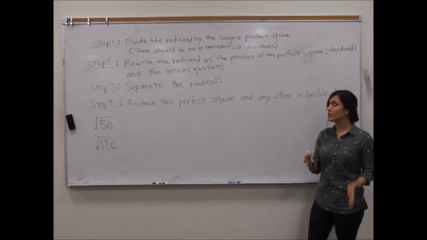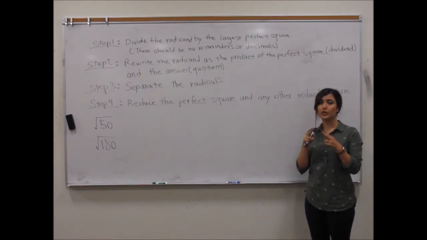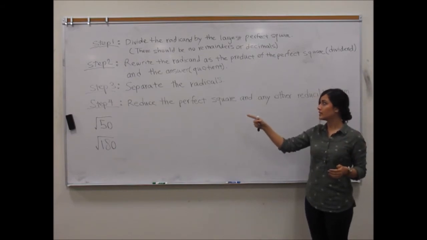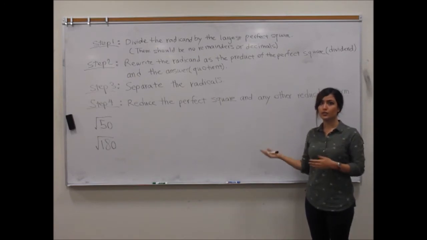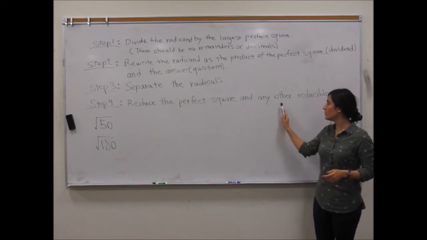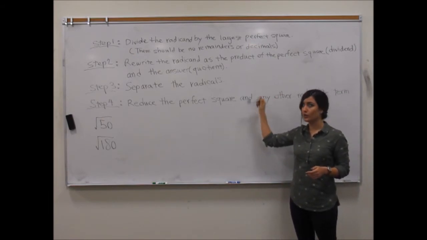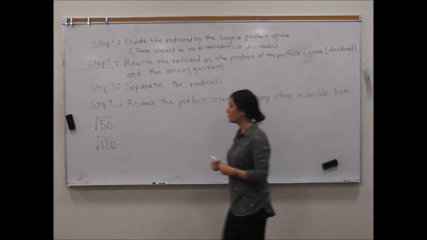And then in step 3, you can separate the radicals, you can break down the radical into 2 radicals by the property that I showed you earlier. And then in step 4, you can reduce the perfect square or any other reducible term. Notice that you can have more than 1 perfect square when you are simplifying a radical. Let's go over some examples here.